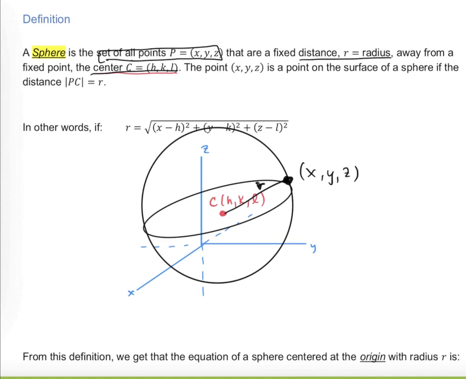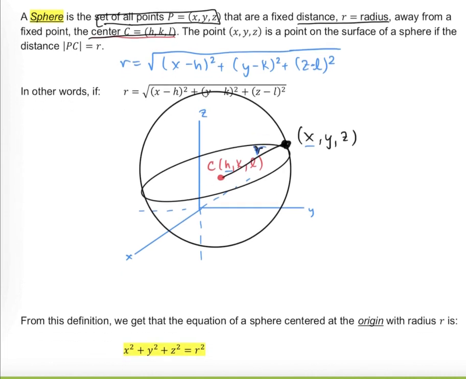the center. And by our distance formula, we know that that distance r is going to be the square root of the one x value minus the other x value, so (x minus h) quantity squared, plus (y minus k) quantity squared, plus (z minus l) quantity squared. That is our distance formula, the distance between these two ordered triples.